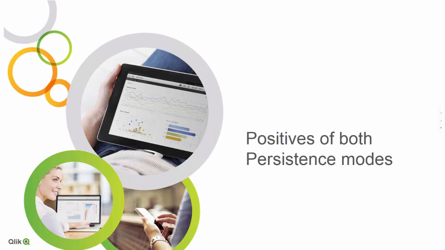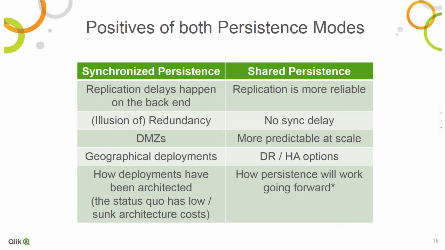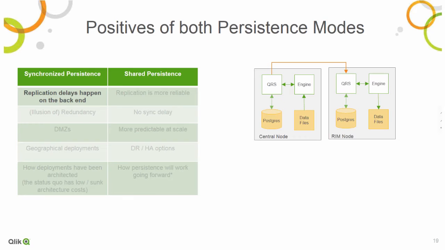So we'll go over here the positives of both persistence modes, why users might want to use them, and what they mean for you. This is a high-level listing, and then we'll go into details. The benefit of synchronized persistence is that the replication delays happen on the back end, right? So you import an application to your site. That application then is replicated across however many nodes you have. If that application is not on a given node, then the users won't see it in the hub, and they won't try to click on it and open it. That can be a benefit.